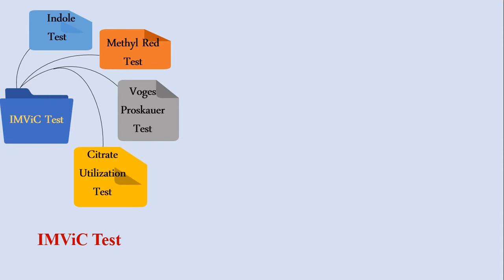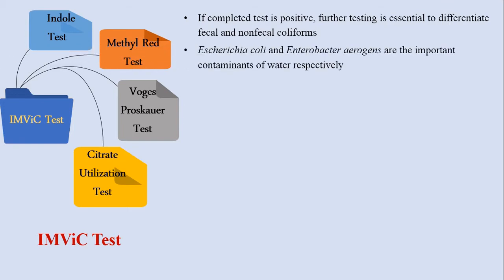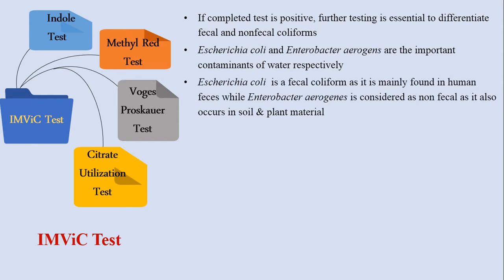In the qualitative test for coliforms, if the completed test is positive, further testing of water is essential to differentiate the fecal and non-fecal coliforms. And this differentiation is done by the IMViC test. Escherichia coli and Enterobacter aerogenes are the important contaminants of water respectively. Among these, Escherichia coli is considered a fecal coliform as it is mainly found in human feces, while Enterobacter aerogenes is considered non-fecal because it also occurs in other environments like soil and on plant materials.